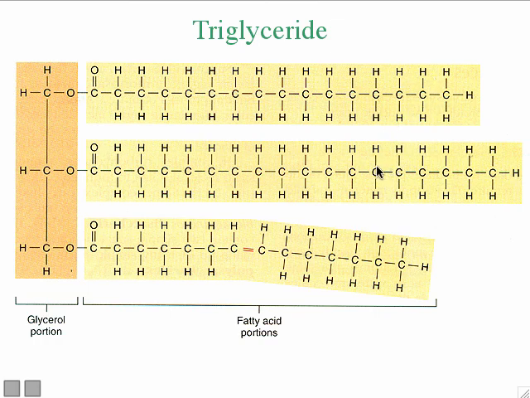Now, I should point out something here. If all the carbons in the fatty acid just have a single covalent bond between them, we call that a saturated fatty acid. So this one is a saturated fatty acid, and this one is a saturated fatty acid. Only single covalent bonds between the carbons. But if the fatty acid has a double covalent bond between any of its carbons, we say that this is an unsaturated fatty acid. So yes, this is a saturated fatty acid, this is a saturated fatty acid, and this is an unsaturated fatty acid.